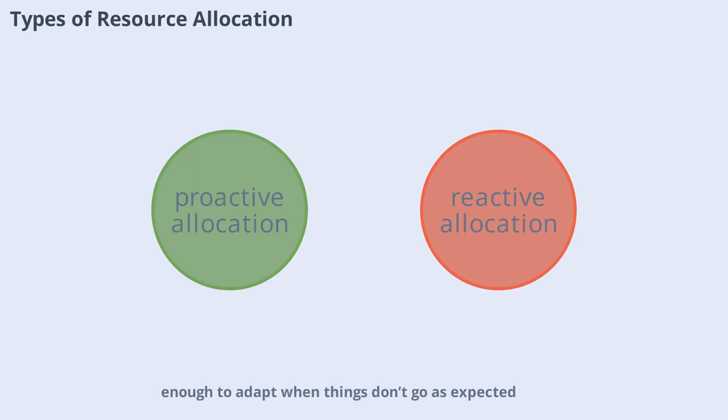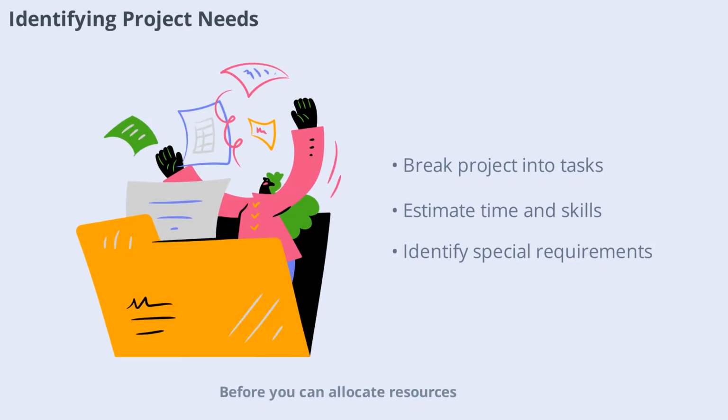Before you can allocate resources, you need a clear understanding of your project's needs. This involves breaking down the project into tasks, estimating the time and skills required for each, and identifying any special requirements. By mapping out these details, you lay the groundwork for accurate and effective resource allocation.